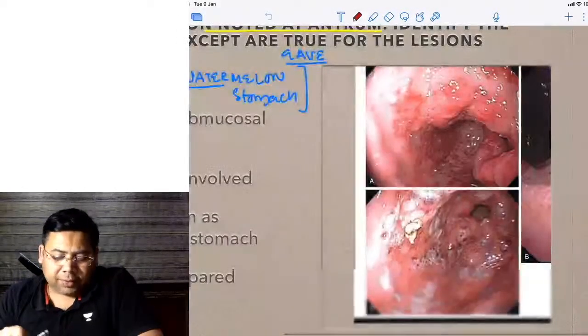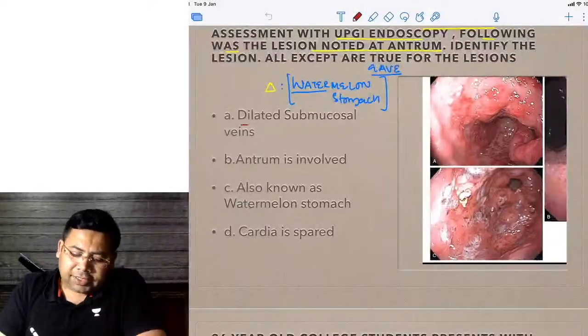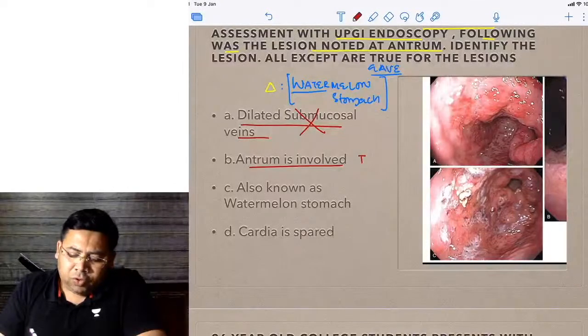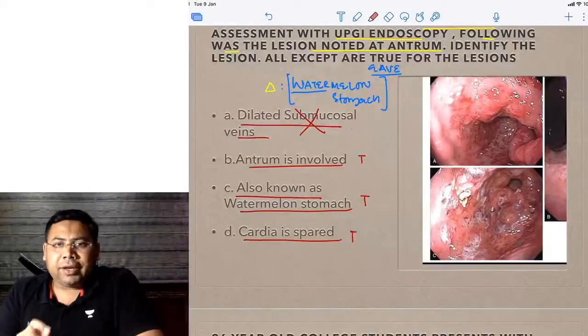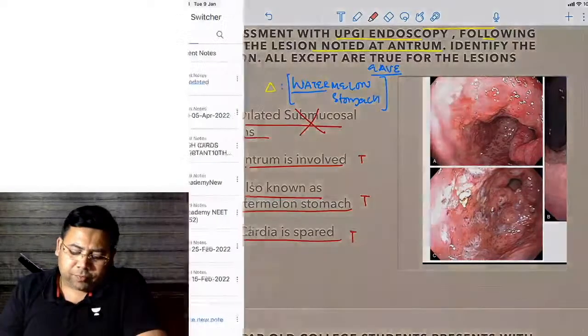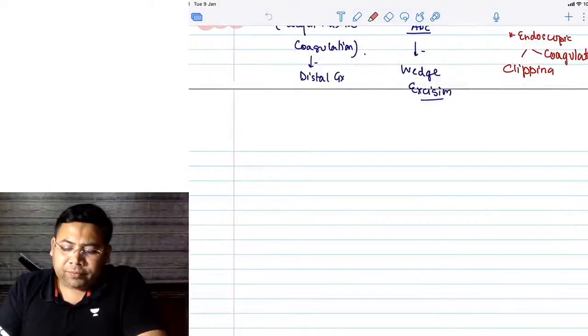So if you see this MCQ, dilated submucosal veins, absolutely wrong. Antrum is involved, true. Also known as watermelon stomach, true. Cardia is spared. This is true. So the option A is absolutely wrong. So this is all for today.